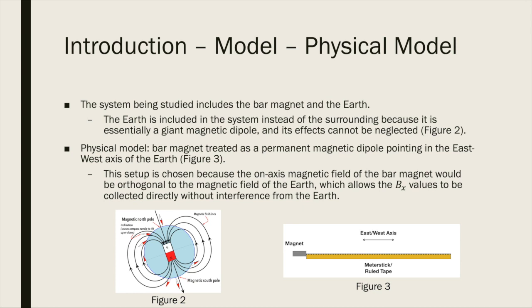The physical model consists of a bar magnet pointing in the east-west axis of the Earth. See Figure 3. This setup is chosen because the on-axis magnetic field of the bar magnet will be orthogonal to the magnetic field of the Earth, which allows the Bx values to be collected directly without interference from the Earth.